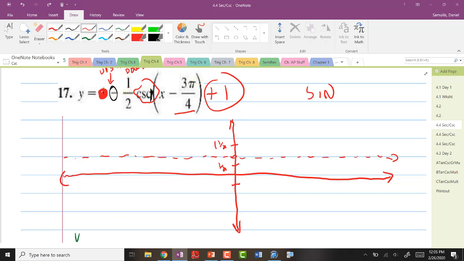All right. And then, oh no, I got to do my work off to the side. By the way, there's a 1 in here, so it's still 0 to 2 pi. Half of 2 pi is pi. Half of pi is pi over 2. 1 pi over 2 pi. You've seen this one a million times. Hey, what's the phase shift? 3 pi over 4 to the what? So I have to add it.